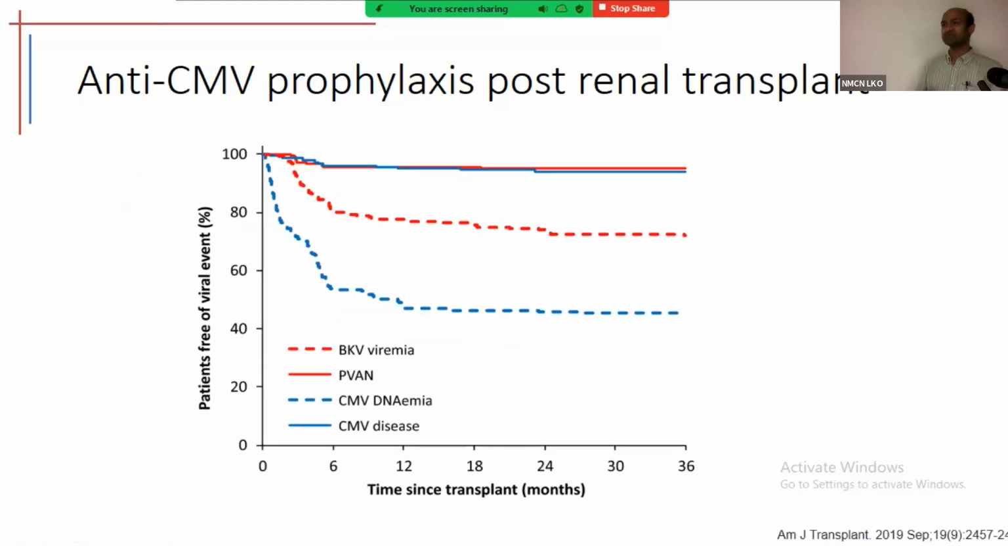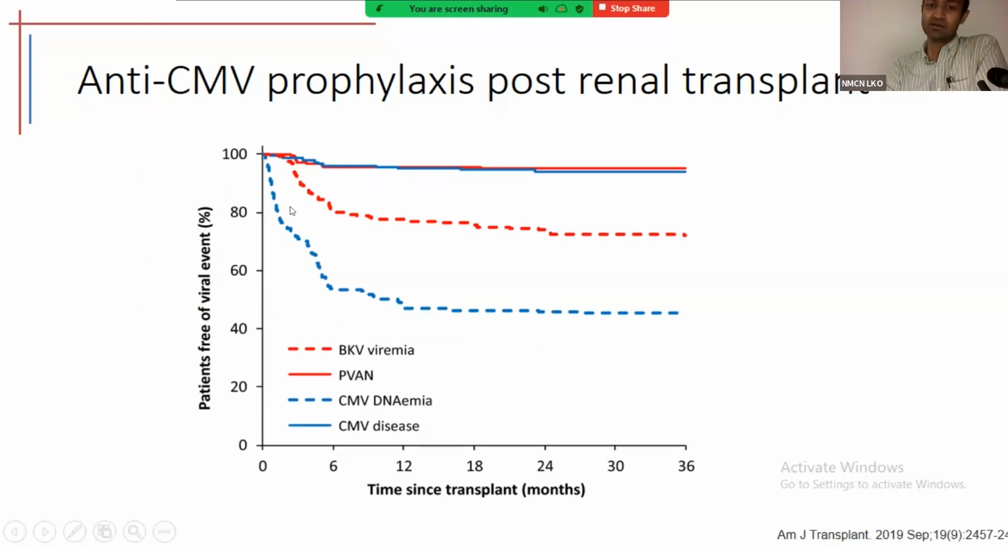So what happens to other organisms that these patients are prone to when you give them prophylaxis with valganciclovir or ganciclovir? So this is a renal transplant cohort in which they have seen all patients who have had valganciclovir prophylaxis for CMV. And then they've looked at their CMV viremia, CMV infection, as well as BK virus viremia, and a clinically relevant polyomavirus nephropathy.